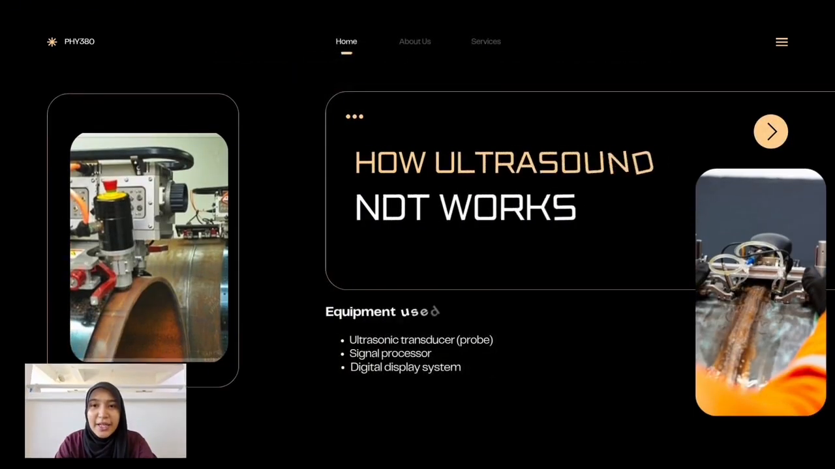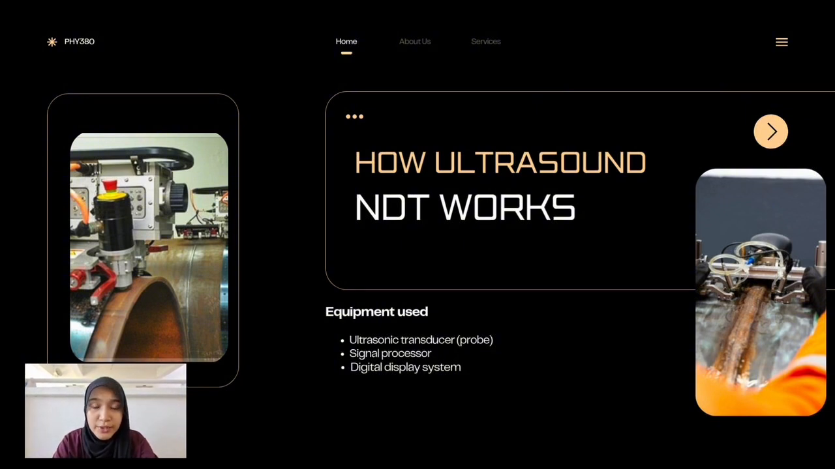Now, I will explain how ultrasound is used in non-destructive testing, or NDT. Ultrasound NDT uses high-frequency sound waves to check the condition of material without damaging it. One common method is the pulse echo method. Sound waves are sent into the material and the waves that bounce back are analyzed. If there are any cracks or defects inside, the reflected signal will be different. This helps the inspector find the location of the defect.